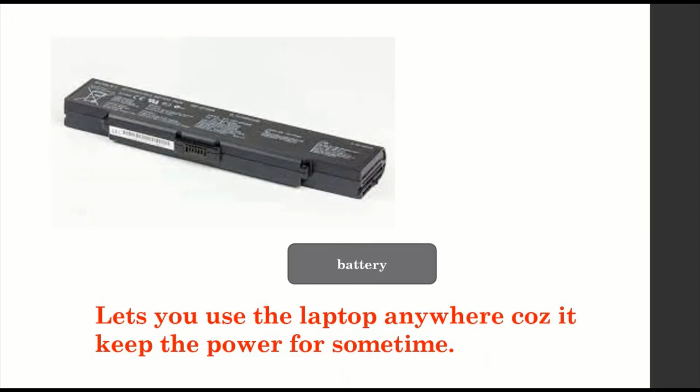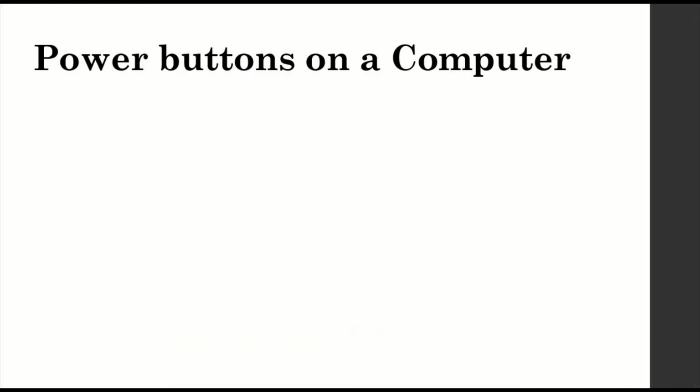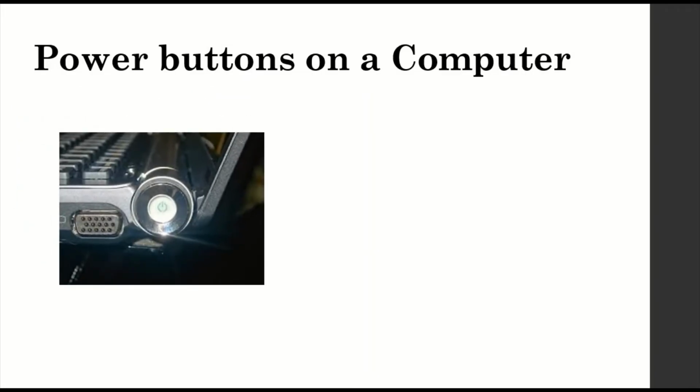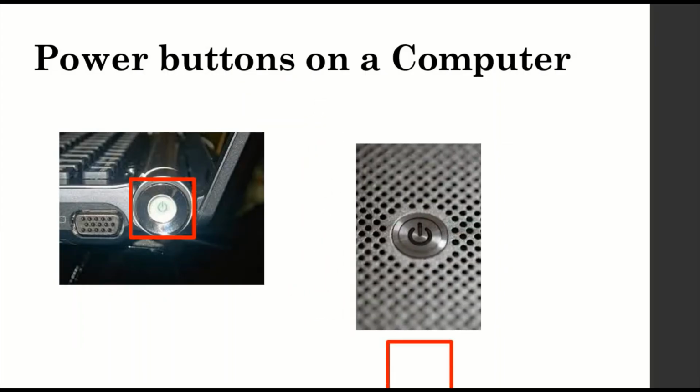So this is a summary of how a few of the internal components of a computer work and some of their functions. The computer has a power button that you have to press in order to turn it on or off. This is how it looks for a laptop and also for a desktop.